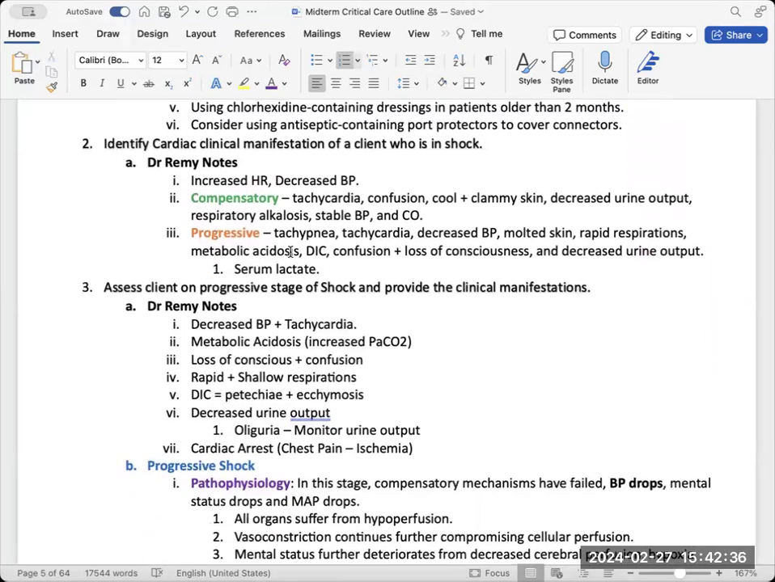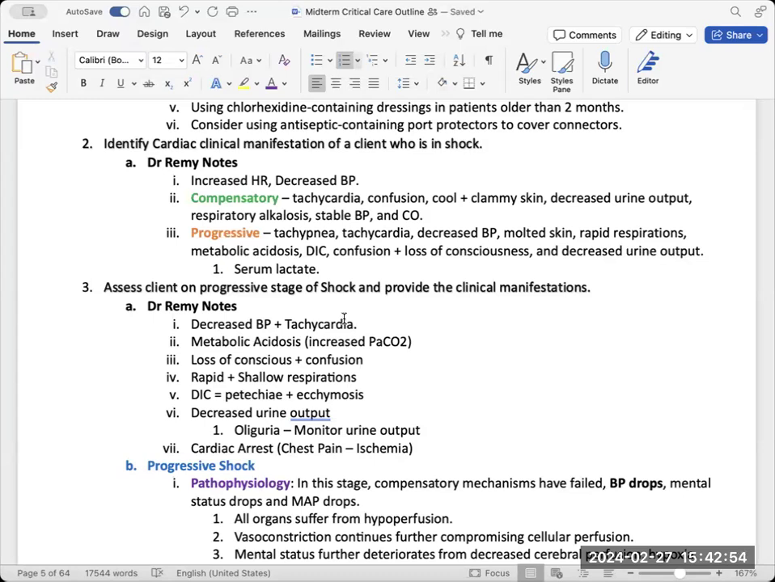Okay. So now we talked about that. We talked about a central line. Now we're going to talk about the cardiac clinical manifestations for someone who's in shock. Now, this all depends on how the question is presented. And here's my mentality on this type of question.